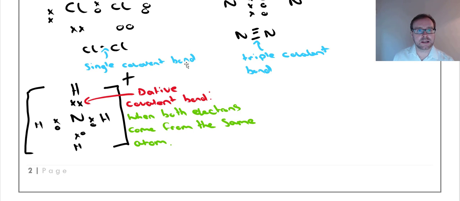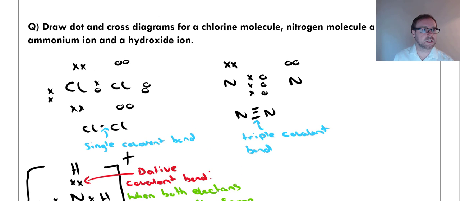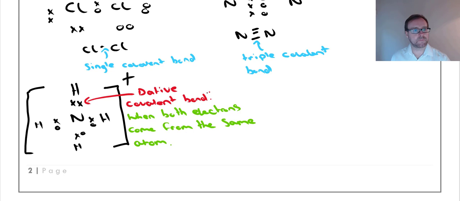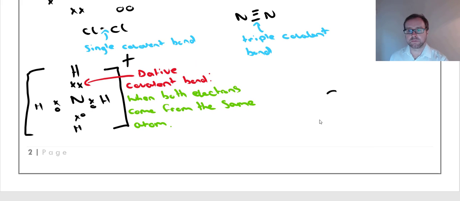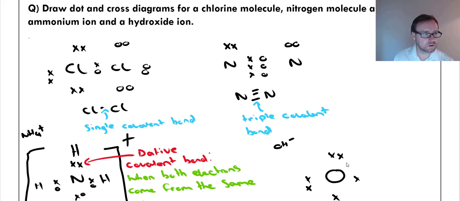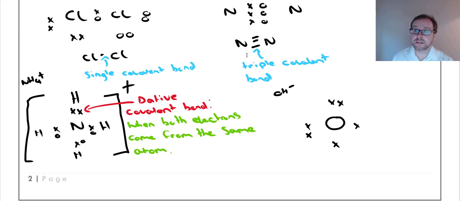Lastly, we will do a hydroxide ion. The easiest thing to do is to start by drawing my oxygen. Oxygen is in group 6: 1, 2, 3, 4, 5, 6. I have 1 hydrogen because it's OH-. Really, I should have written the formulas here: this is NH4+, Cl2, N2. So we'll go back to OH-.